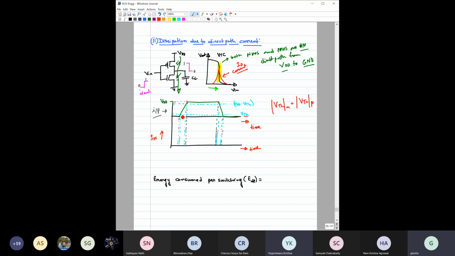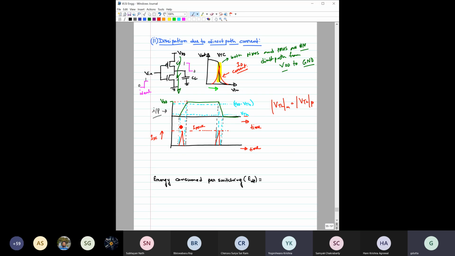So you can see that between these two levels, both the transistors are on, and we have seen how the current will flow in this region. Let us assume it is a straight line, and it has a peak value here. So the current would flow in this region with a peak value of, say, I peak. The magnitude of this current is I peak.